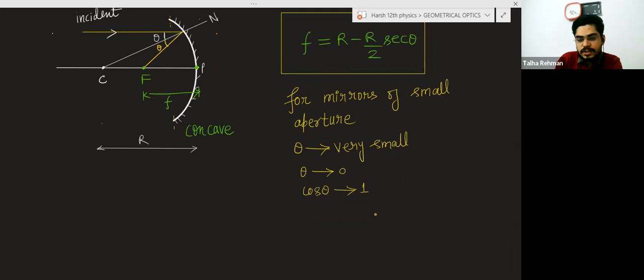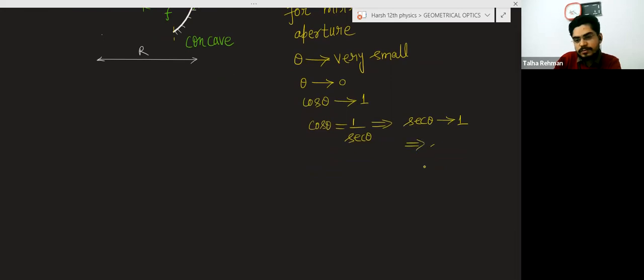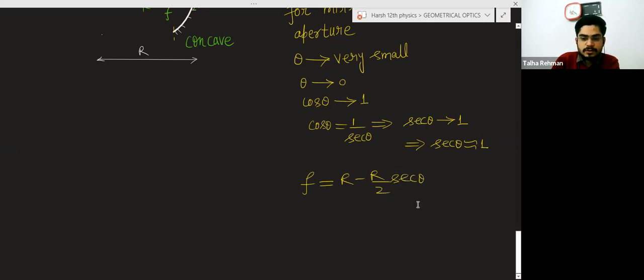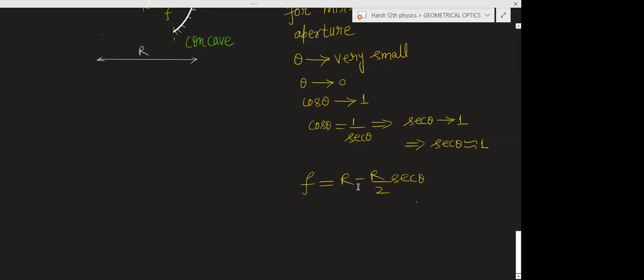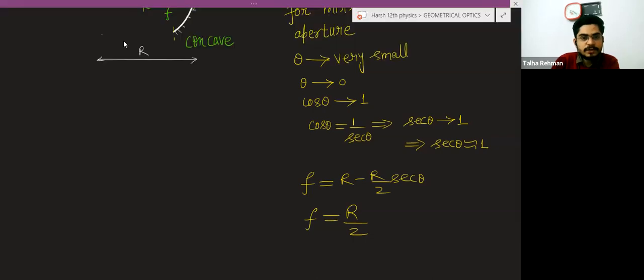What is cos theta? Cos theta is equal to 1 upon sec theta. So if cos theta is tending to 1, sec theta will also be tending to 1, so sec theta is approximately equal to 1. Now put the value in the formula of the focal length: f is equal to r minus r by 2 into sec theta. Putting sec theta as 1, we have r minus r by 2, which is r by 2. So focal length for mirrors of small aperture is half of the radius of curvature.